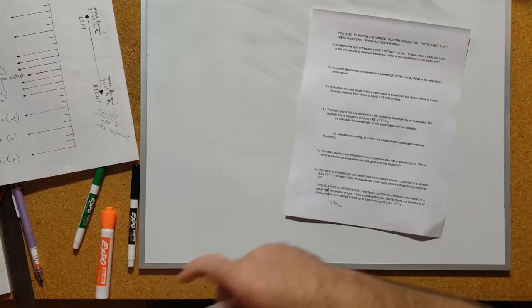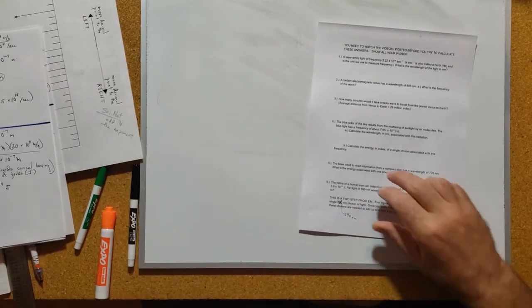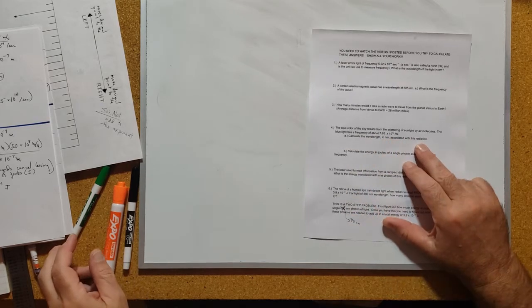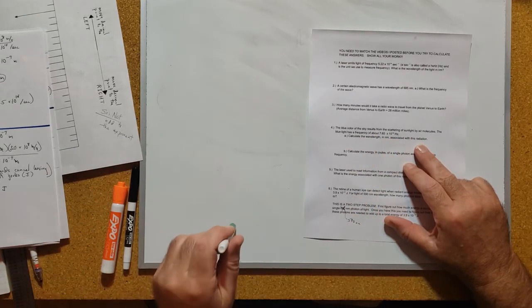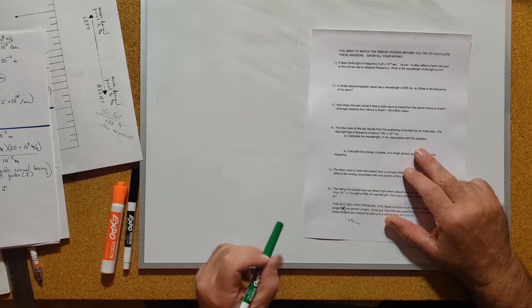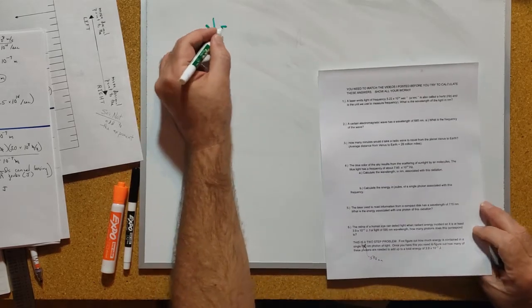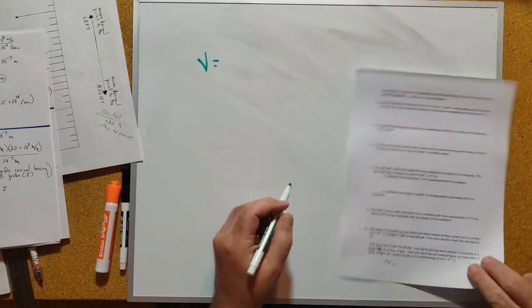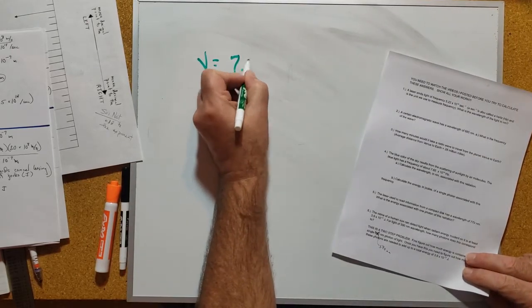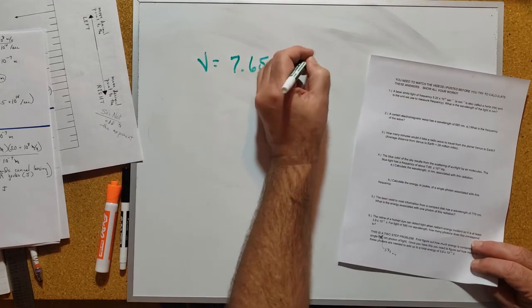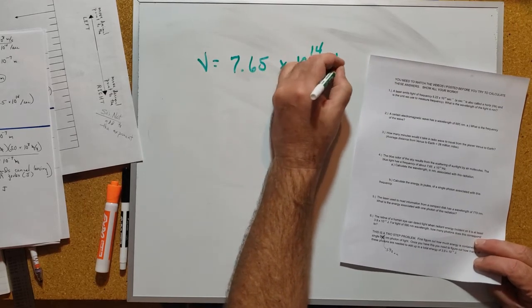Boys and girls, let's take a look at problem number 4. It says the blue color of the sky results from the scattering of sunlight by air molecules. The blue light has a frequency of about 7.65 times 10 to the 14th hertz. So that's nu. Right? Frequency is nu. And that's 7.65 times 10 to the 14th hertz.